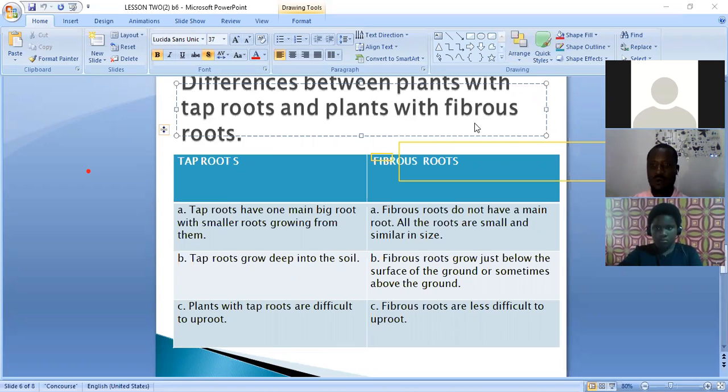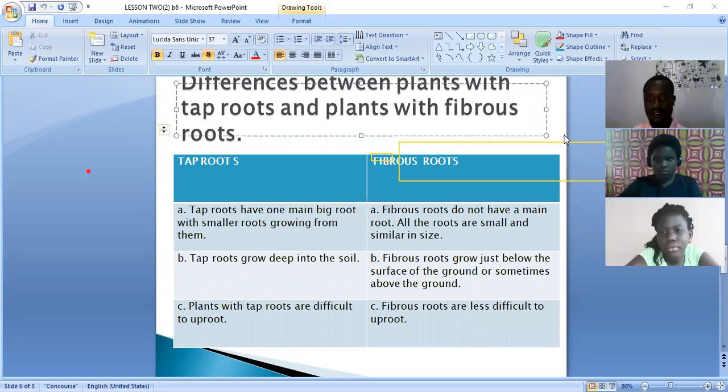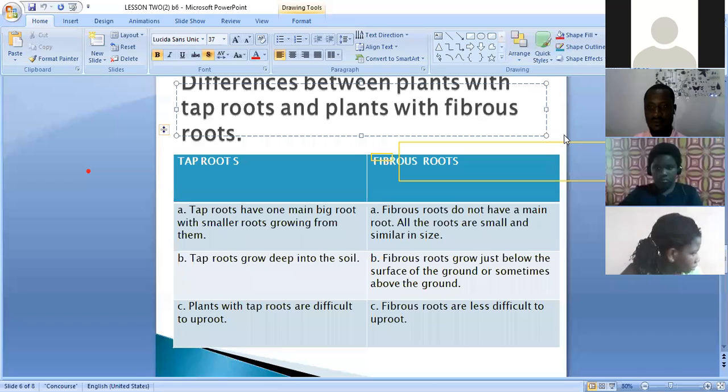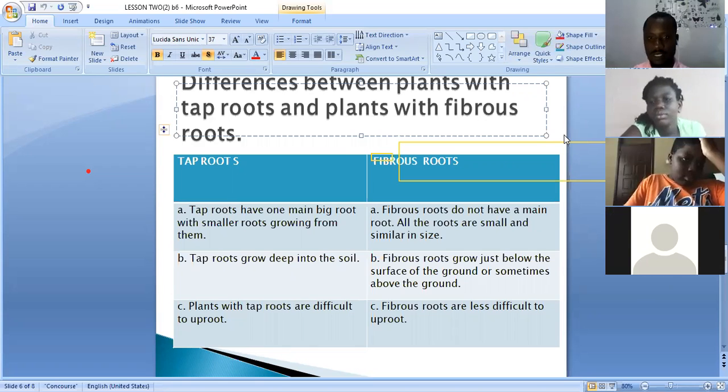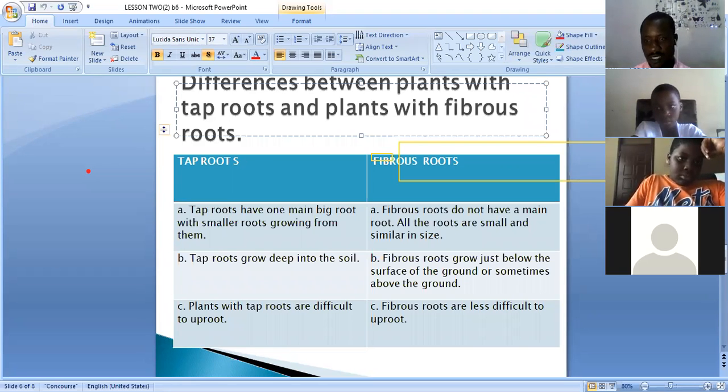Okay, so let me, Mauna, come before I explain. Sir, please, they are difficult to uproot because they penetrate deep into the soil. Exactly. So because they penetrate or move deep into the soil, they are very difficult to uproot as compared to the fibrous root, which doesn't go deep into the soil. So almost it's just at the surface.